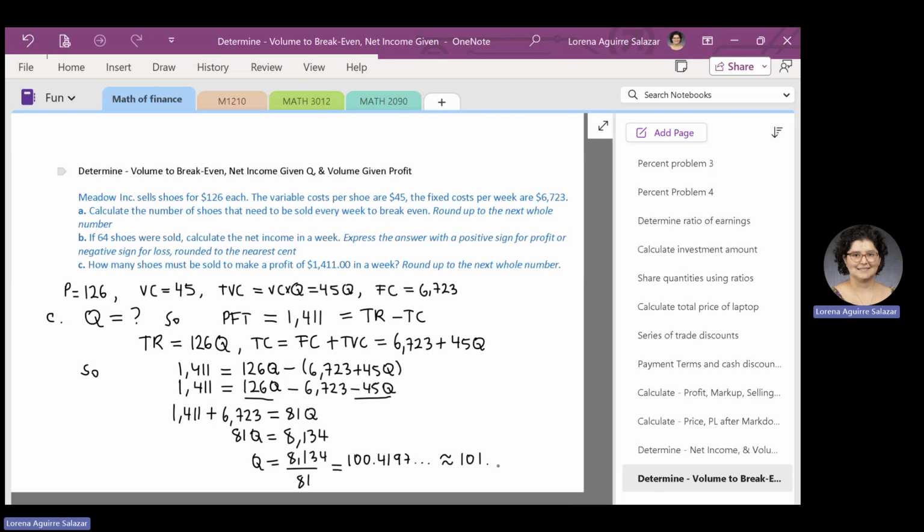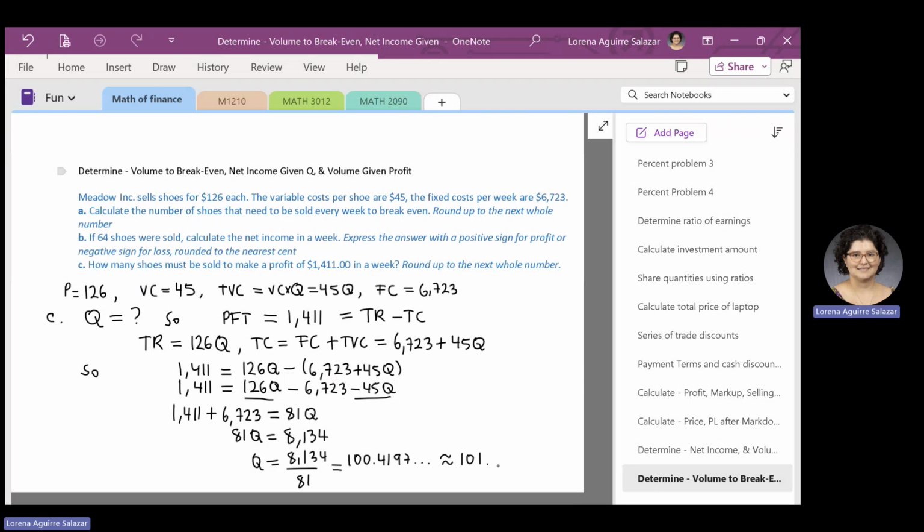We expected this number to be larger than 83 because 83 was the break-even value, the number of shoes that needed to be sold to break even. And yeah, so that's the end of this problem.